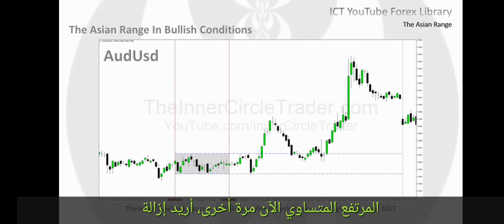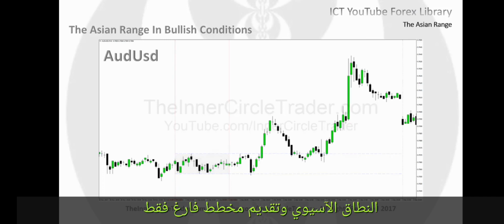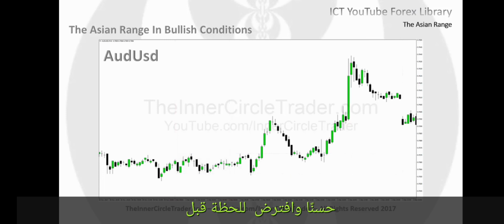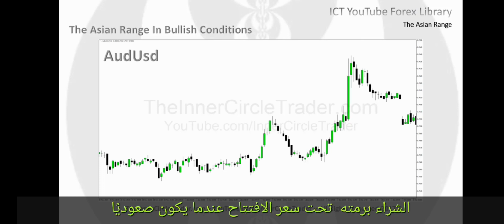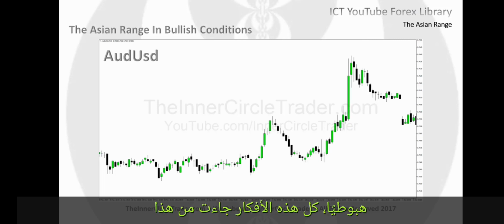Now, again, I want to take off the Asian range and provide just a blank chart, and assume for a moment, prior to my exposure to the Asian range, this is what I used to do. This is how I actually traded, and I was doing this since 1994. So you'll appreciate, hopefully, the evolution of my understanding about how this whole idea of buying below the open when it's bullish, or selling above the open when it's bearish, all those ideas came from this individual specific element that I'm going to show you now.